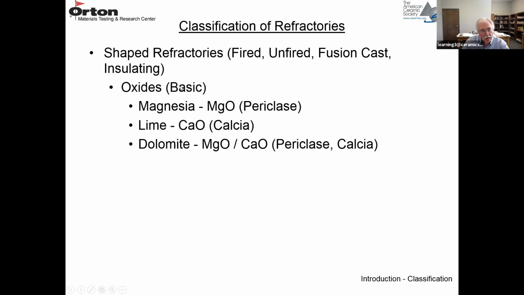The basic oxides are magnesia, lime, and dolomite. Magnesia is MgO or periclase. Lime is CaO or calcia. And dolomite is a combination of MgO and CaO, a combination of periclase and calcia.